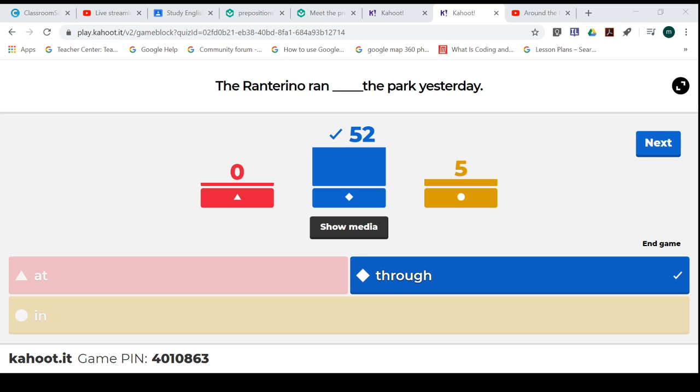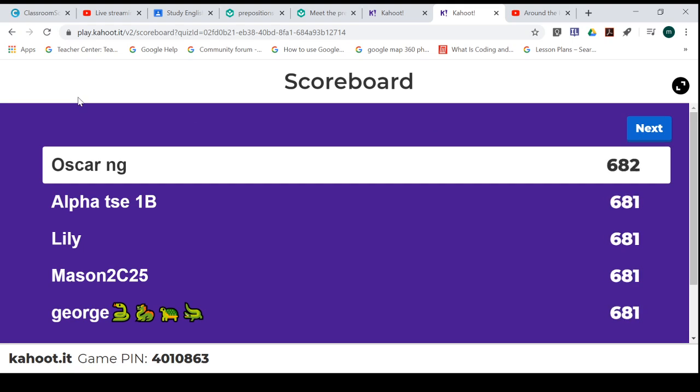Now, with prepositions, just to tell you, sometimes the reason it's so difficult to learn is because sometimes you can use more than one preposition. And in this case, you could also probably say the Ranterino ran across the park. That would be fine as well. So, it can be tricky, but in this case, that was a very clear example.